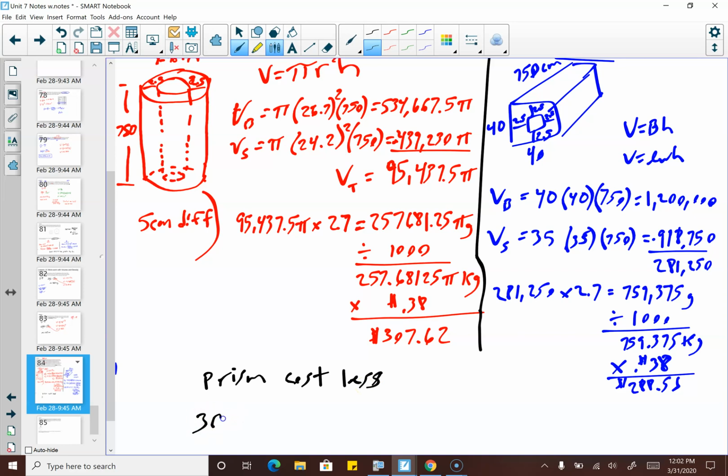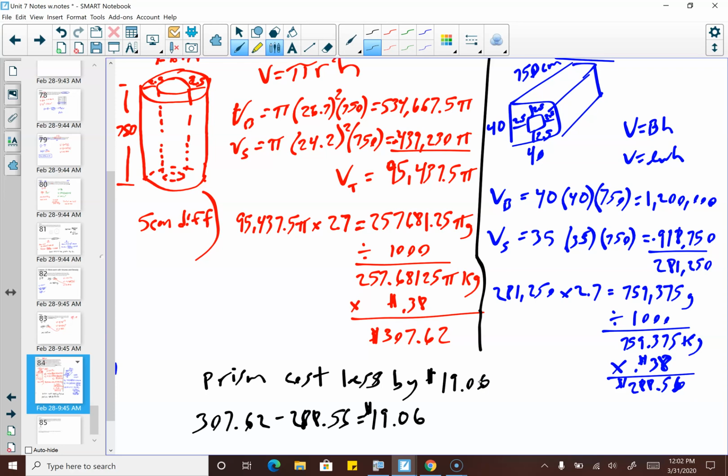Well, 307.62 minus 288.56. And when we do that, we end up with a difference in cost of $19.06. So the prism costs less by $19.06. All right. So again, we're just going to kind of keep track of everything.